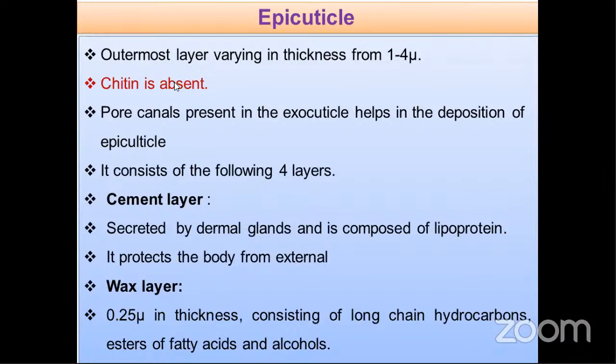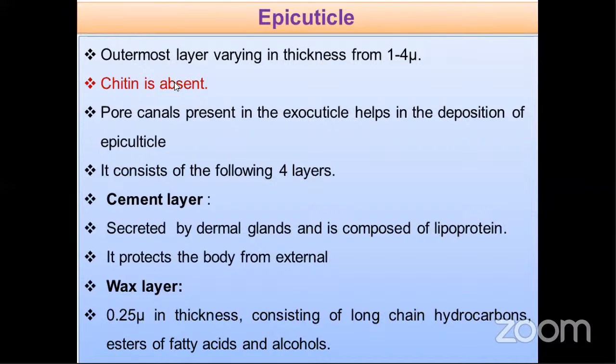Next, pore canals. The size of a pore canal is less than 1 micrometer. Pore canals are present in the exocuticle, which helps in the deposition of the epicuticle. The cuticle has the epicuticle and the procuticle. The procuticle is again divided into two types, exocuticle and endocuticle. In the exocuticle, the pore canals are present, and these help in the deposition of the epicuticle.